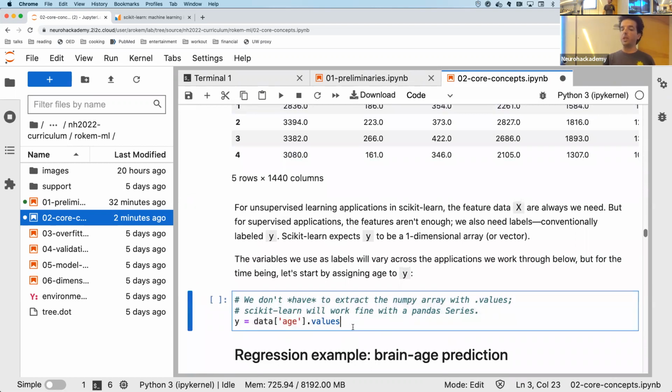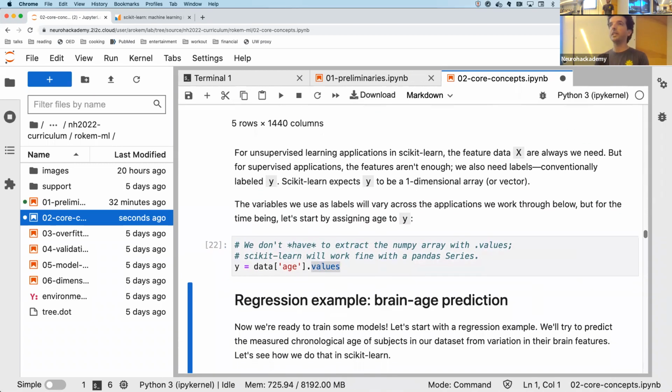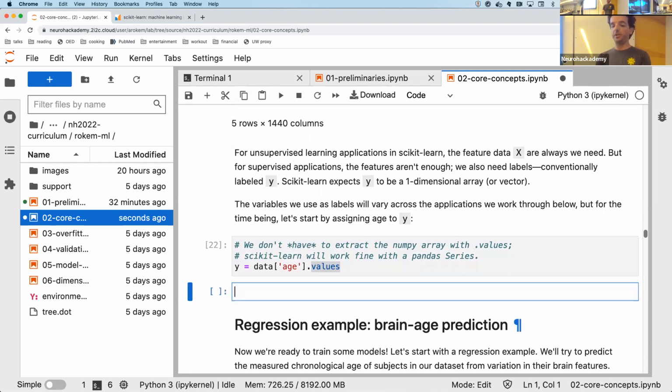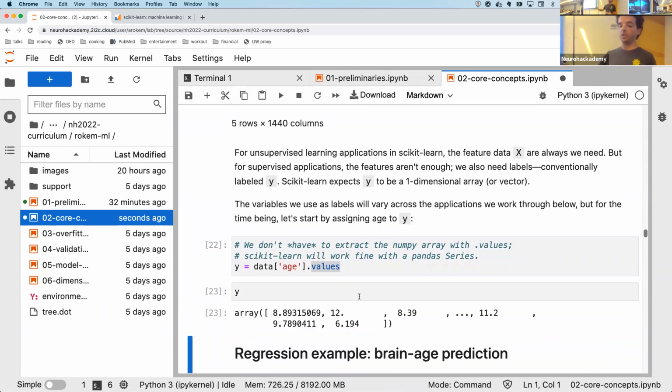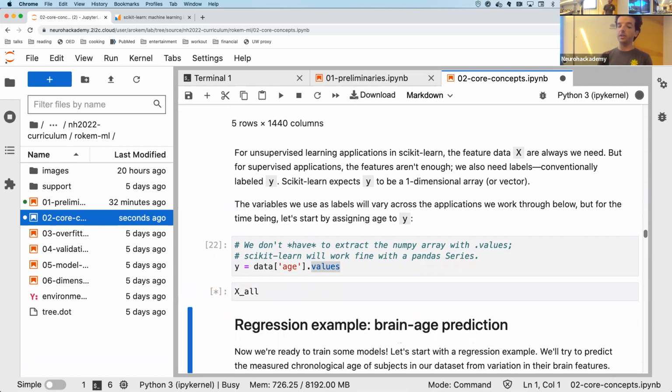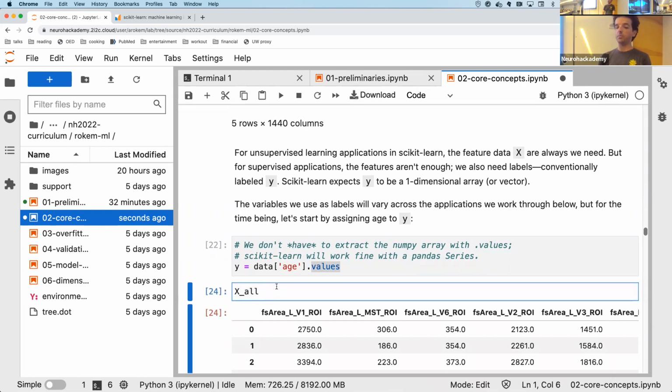And then I'm going to pull out one column, the age column, and turn that into a NumPy array by referring directly to the values in there. That's going to be our Y, and that's a one-dimensional vector. I'm hitting Control M8 to add another cell here, just so you see what that looks like. It's a one-dimensional vector, and then X all is this table here.